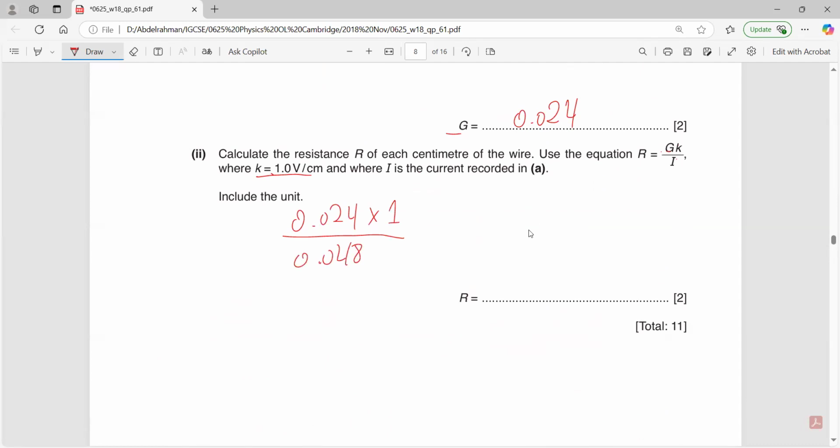Okay, not 0.48, 0.48, 0.48, which is, I guess, 0.05. Right, 0.05.